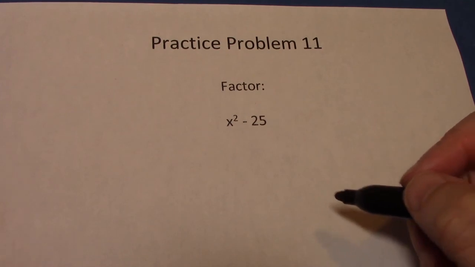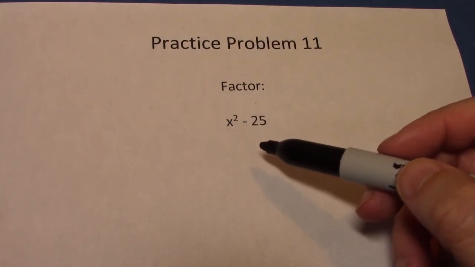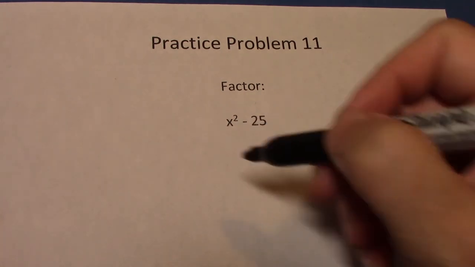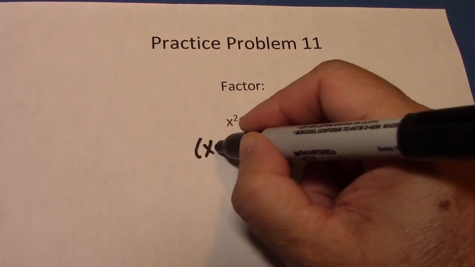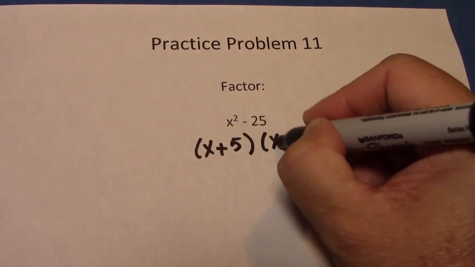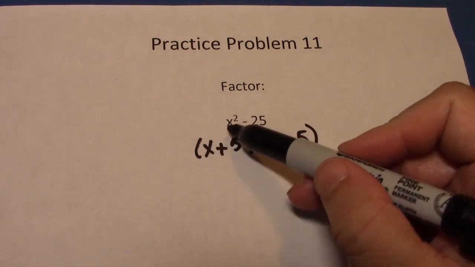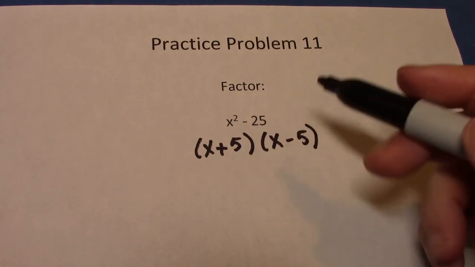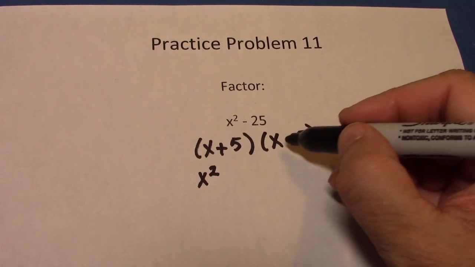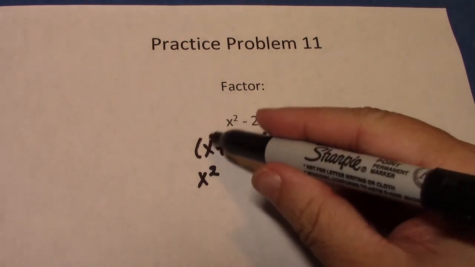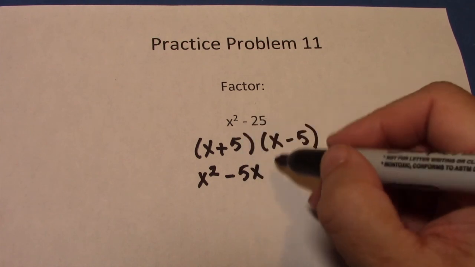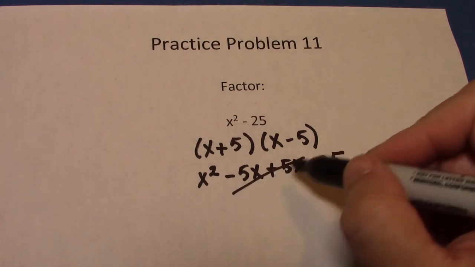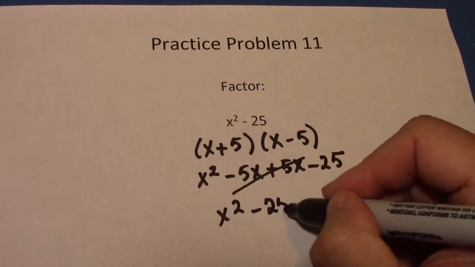Problem number 11. Factor x squared minus 25. Well, they're both perfect squares, and there's a difference between them. So this will factor as x plus 5 and x minus 5. This is the square root of the x squared, and then the square root of 25, 5, so it's plus and minus 5. Let's see what happens when we check our work. X times x is x squared. Outsides is minus 5x, inside plus 5x, last minus 25. These cancel out. We have x squared minus 25.